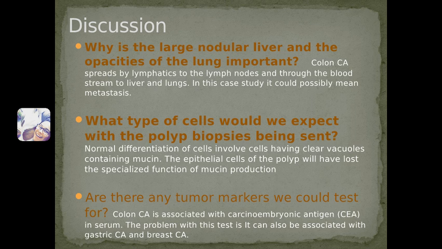Are there any tumor markers we could test for? Colon cancer is associated with carcinoembryonic antigen in serum. We could test for that. The only problem with testing this is that it's also associated with gastric cancer and breast cancer. So it's not a specific marker, but it could tell us if the levels are high, if there's a cancer association. But with this case study, I would suspect that it would be metastasizing if we're already having issues with the liver and the lungs.